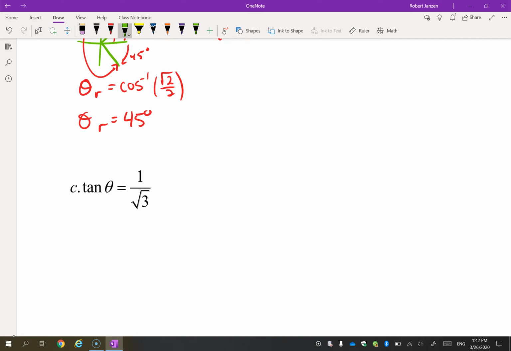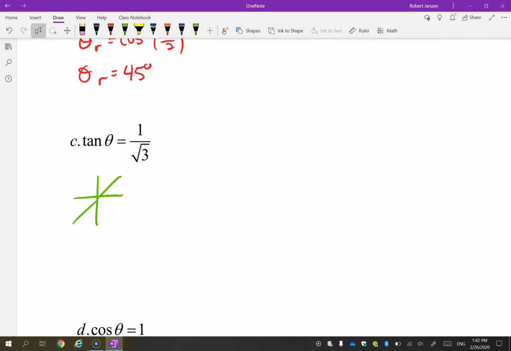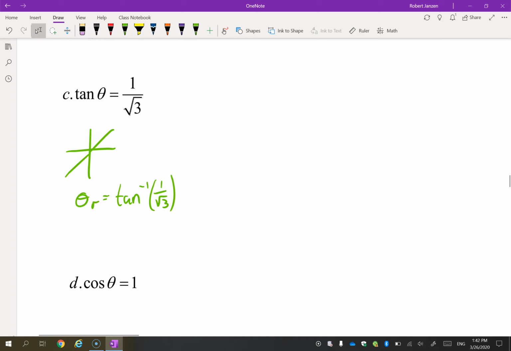Okay, next one. Where's tan positive? Tan is positive in quadrant 1 and quadrant 3. What is my reference angle? In other words, where is tan 1 over root 3? By the way, these are all non-calculator questions. We need to memorize this. I know that tan is 1 over root 3 at 30 degrees. So my reference angle is 30. Reference angle is 30. And the two answers will be 30 degrees and 210.